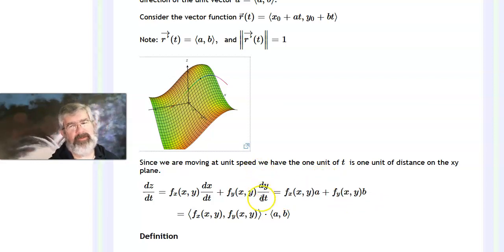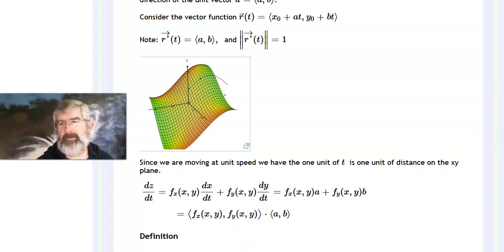I don't think the book does at this point, but I want to point out I could write it this way. It's partial f comma partial y dotted with the unit vector AB. This vector out here with the two partials in it will be defined as the gradient in the next video, but for now we want to focus on the directional derivative.